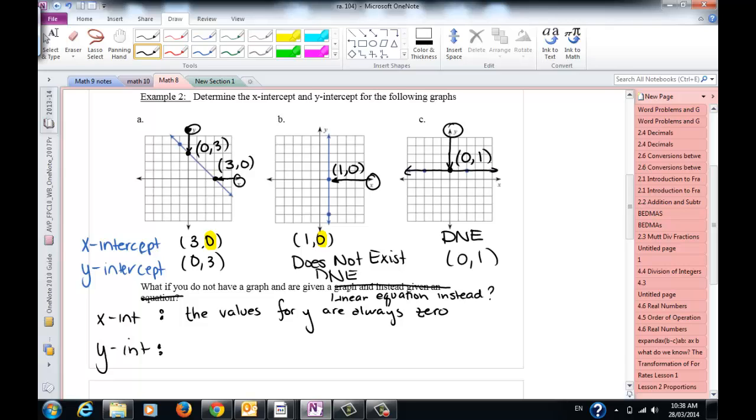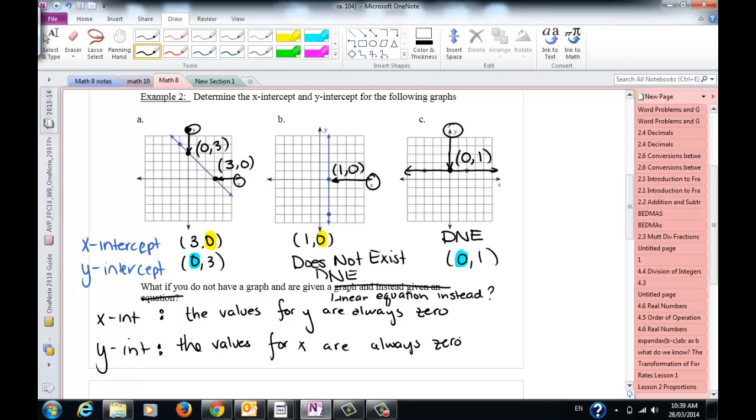Which means that if I had an equation, I could always find the rest of the point if I substituted in y equals 0 to find the x-intercept. And for the y-intercept, notice that our values for x are 0. And this is true always.